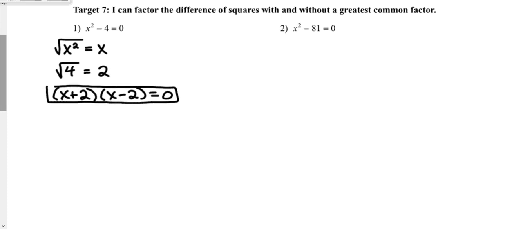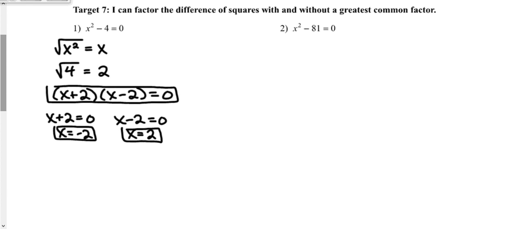We have to go ahead and find the zeros, so set those each equal to 0 and solve, so we get x equals negative 2 or x equals positive 2. And you could check your work by plugging in your answer if you'd like.